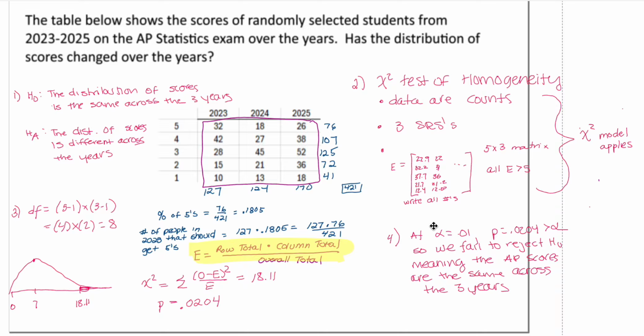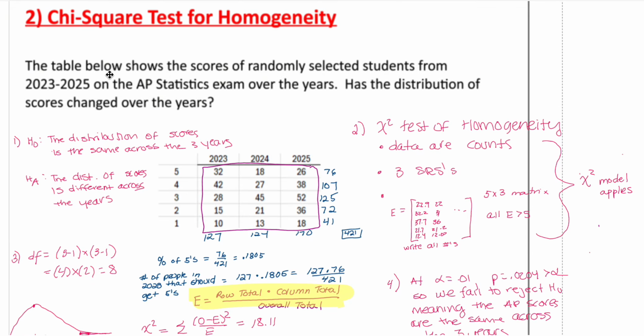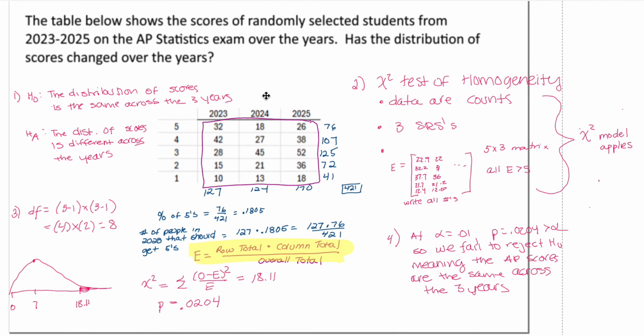At alpha equal to 0.01, p equal to 0.0204, which is greater than alpha. So we fail to reject the null hypothesis, meaning the AP scores are the same across the 3 years. So remember, our null hypothesis is saying that the distribution of scores is the same across the 3 years. And since p is greater than alpha, we don't have enough evidence to reject the null hypothesis. Therefore, our statements will be aligned with the null hypothesis. So that's how you do the 4 steps completely for chi-square test for homogeneity. I hope it makes sense. Let's move on.